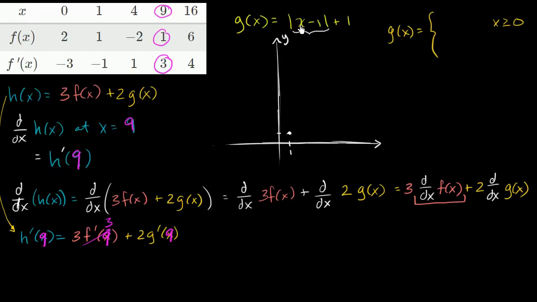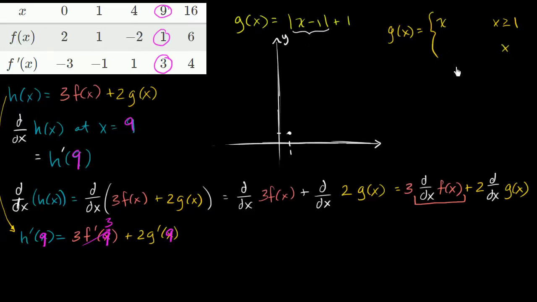So then you could ignore the absolute value for x is greater than or equal to 1. This thing right over here is non-negative, and so it'll just evaluate to x minus 1. So this is going to be x minus 1 plus 1, which is the same thing as just x. Minus 1 plus 1, they just cancel out.